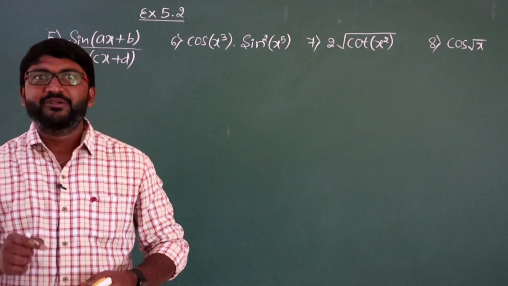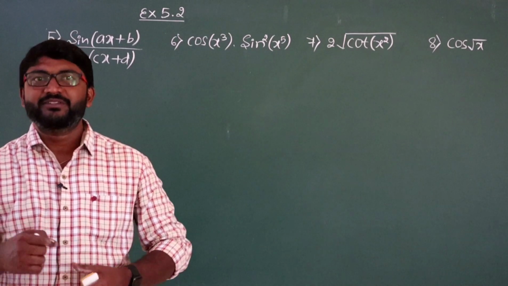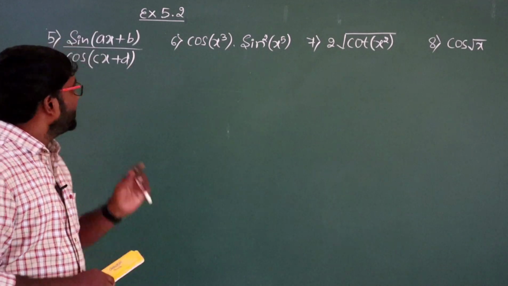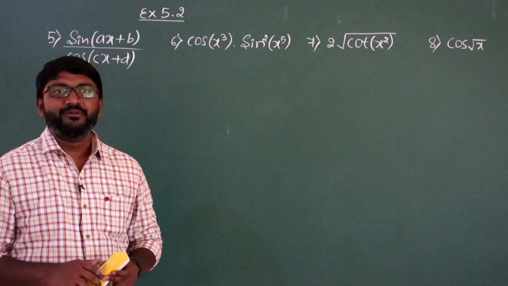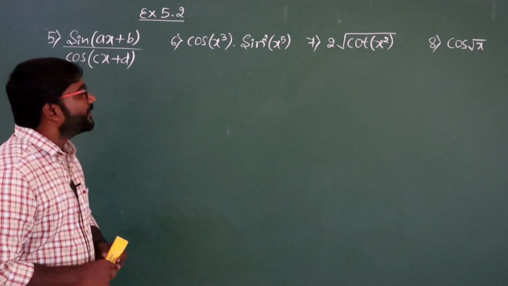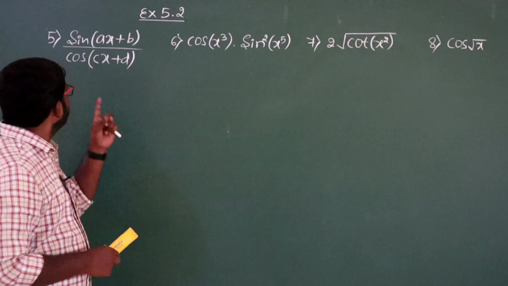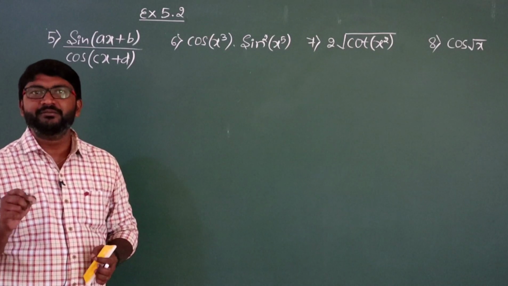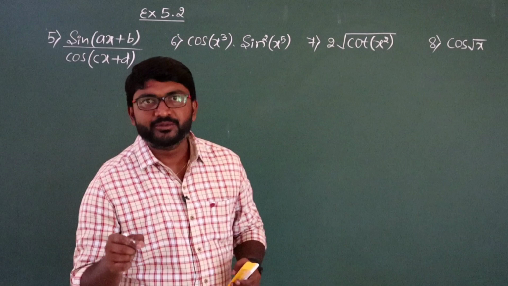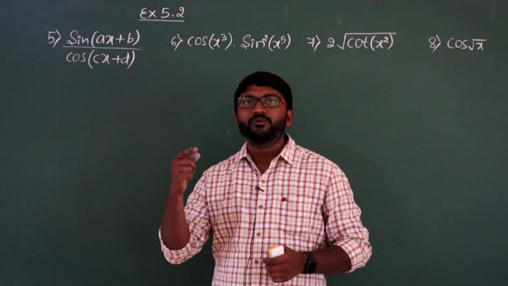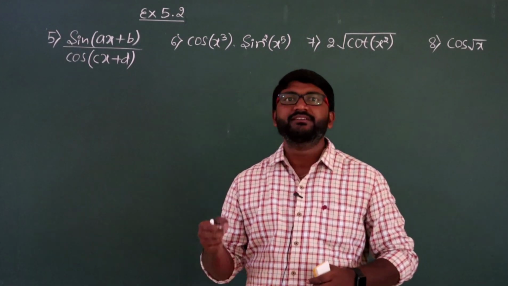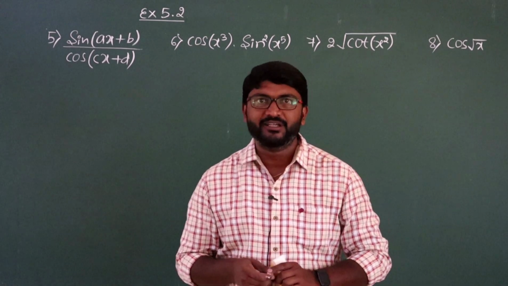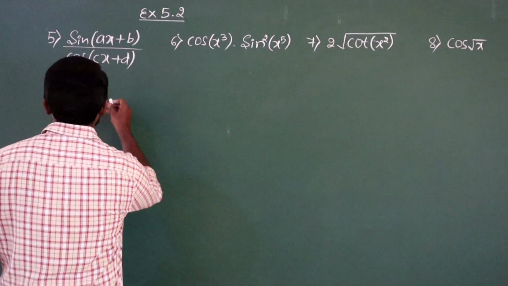So in the last class we have started with exercise 5.2 and we have solved up to question number 4. So in today's class let us continue with question number 5. Here the question is sin of ax plus b divided by cos of cx plus d. We have to find the derivative of the given function. So here we need to make use of the quotient rule: (u/v)' = (u'v minus uv') divided by v square. So let us go ahead with the solution.